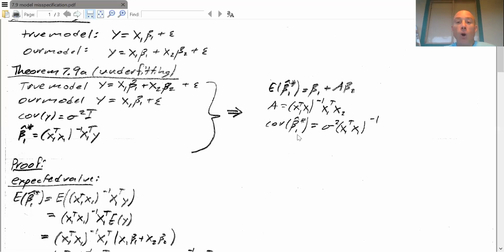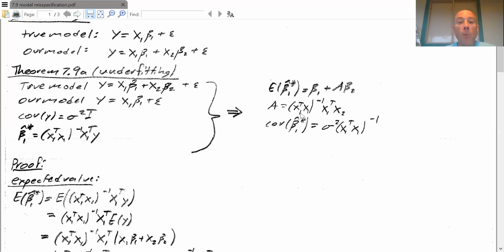Now, the covariance on the incorrect coefficient estimates that we get but shouldn't have is going to look a lot like the covariance for regular beta. You'll notice that I've got X1 instead of X. Something to notice is that the bias term depends on the x values, and it doesn't depend on the y's at all.